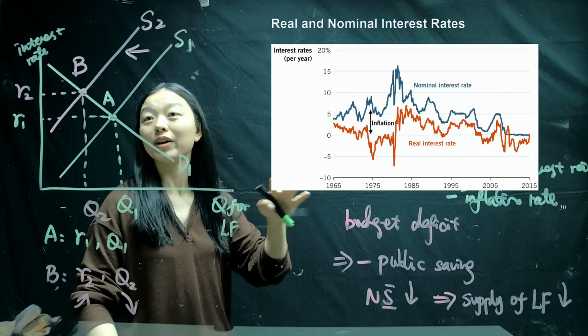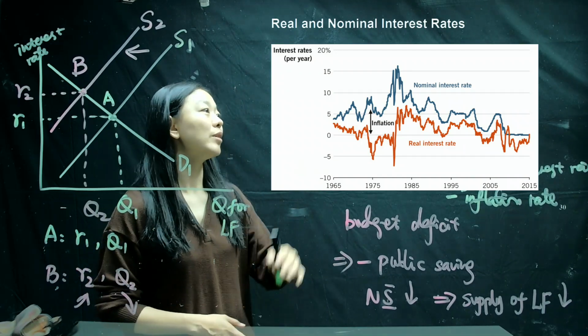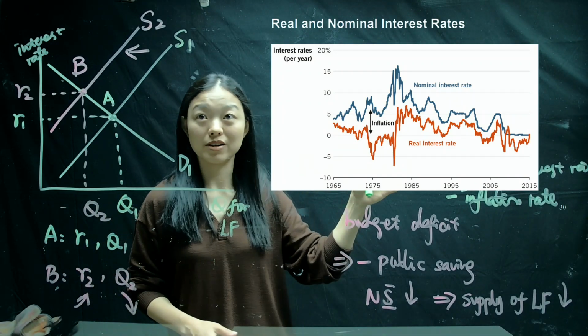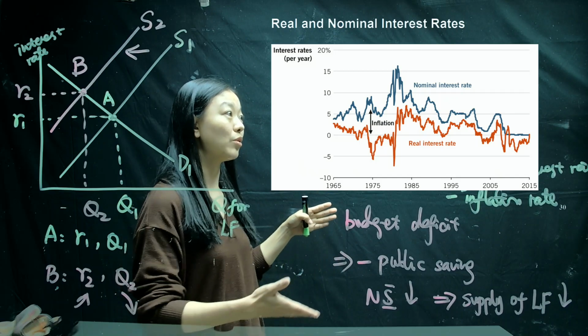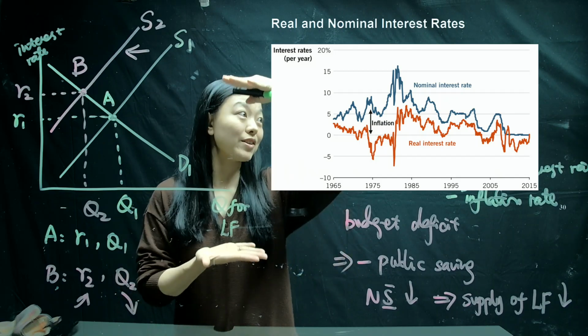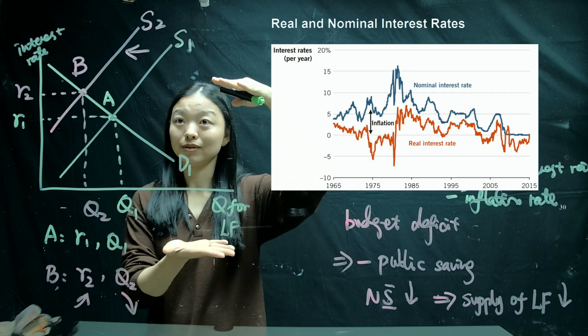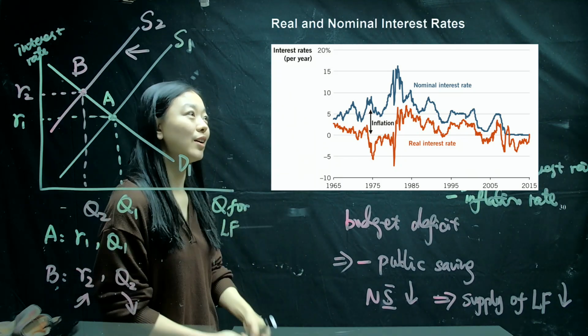And this graph shows it again. You can see the blue line here shows the nominal interest rate, right? The orange line here shows the real interest rate. The difference between these two curves will be the inflation rate.